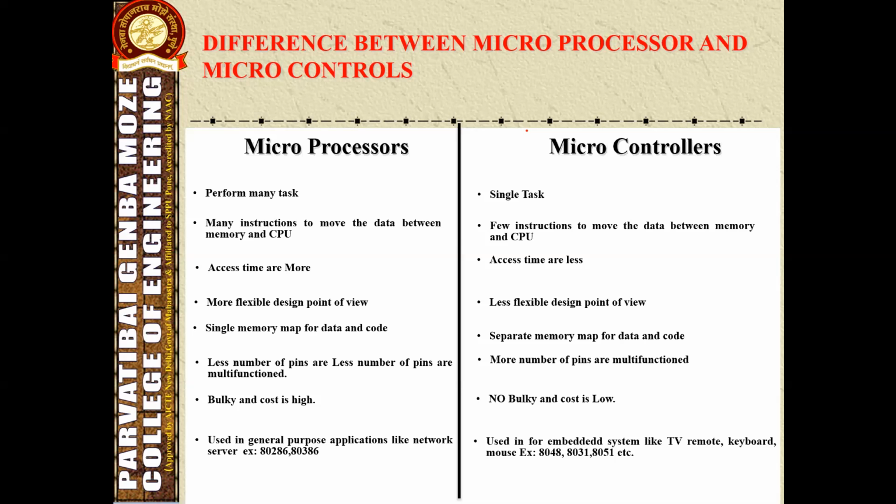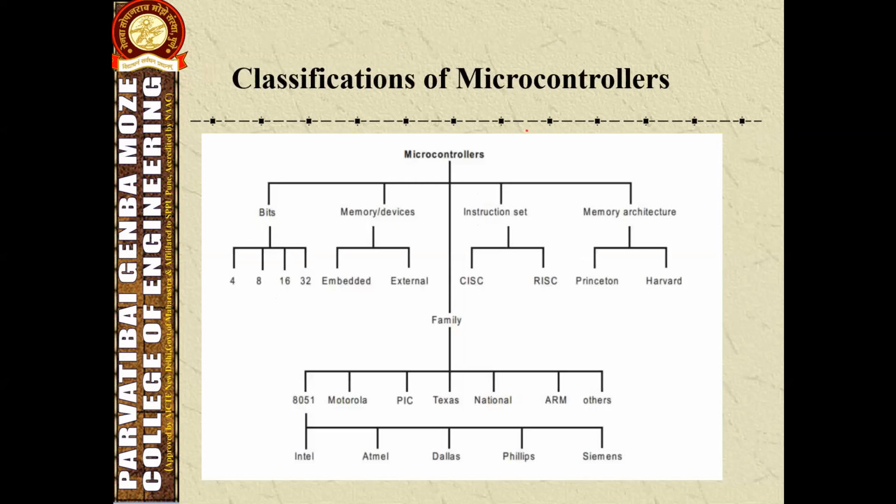The microprocessor has many instructions to move data between memory and CPU, but the microcontroller has 1 or 2 instructions to move data between memory and CPU. Microprocessors are very expensive compared to microcontrollers. Microcontrollers are cheaper. So these are some differences between the microprocessor and microcontroller. Let's see the next topic, the classification of microcontrollers.